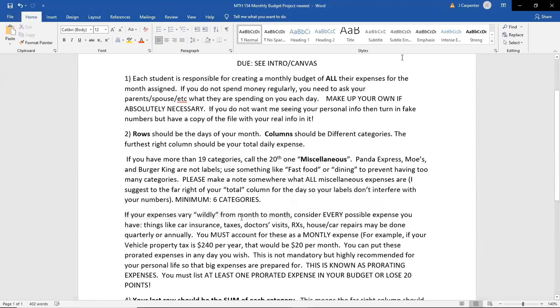If your expenses vary wildly from month to month, consider every possible expense you have. Things like your car insurance, your taxes, your doctor's visits, your prescriptions, your house repairs, car repairs that could be done in quarterly or annually or semi-annually or all sorts of different installments.